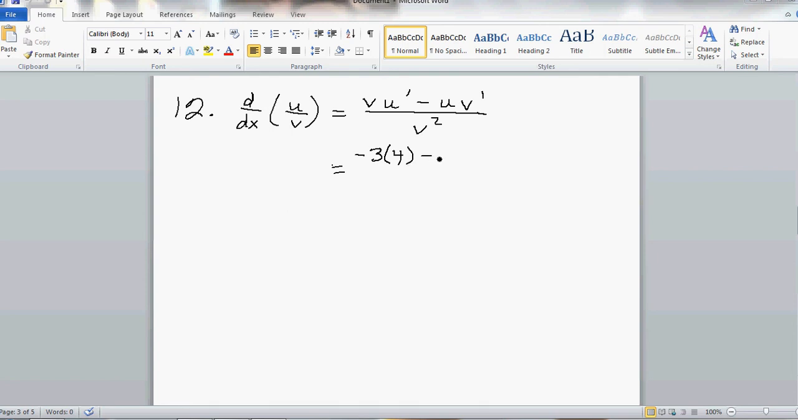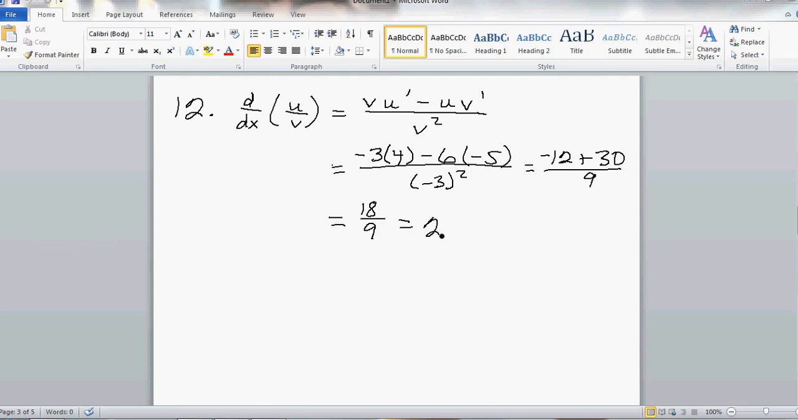U of 2 is 6. V prime of 2 is negative 5. All over v of 2, which is negative 3, so we're going to take negative 3 and square that. So this becomes negative 12 plus 30 over 9. So this becomes 18 over 9, which equals 2. The answer to number 12 is 2.